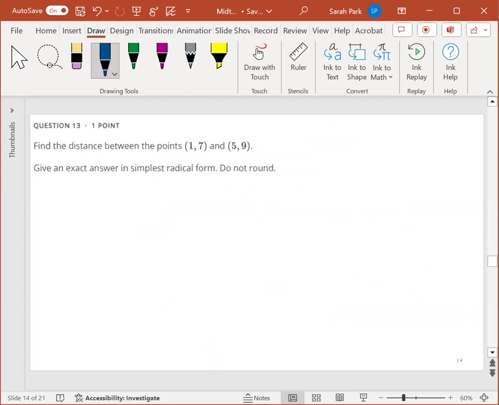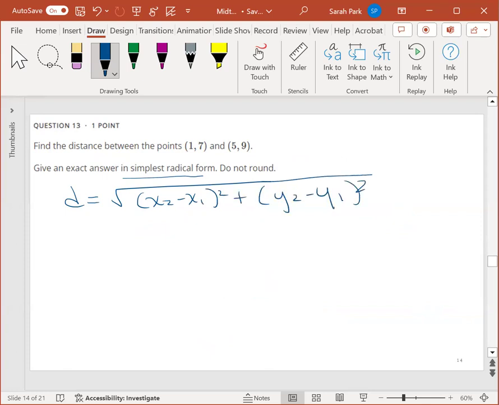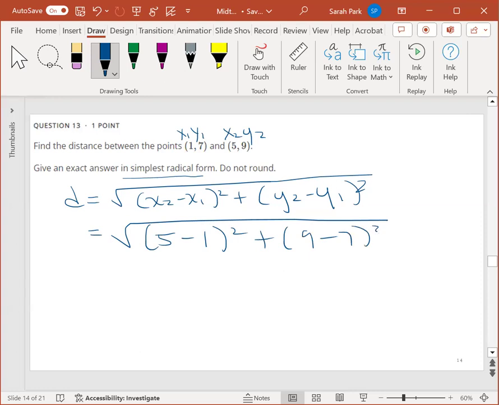Okay, number 13, finding the distance between the two points (1, 7) and (5, 9). And it wants us to keep the exact answer in radical form. So let's write the distance formula. It's the square root of (x2 minus x1) squared plus (y2 minus y1) squared. And we'll again label this x1, y1, x2, y2. So let's plug it into the distance formula. x2 is 5 minus 1 squared plus 9 minus 7 squared.